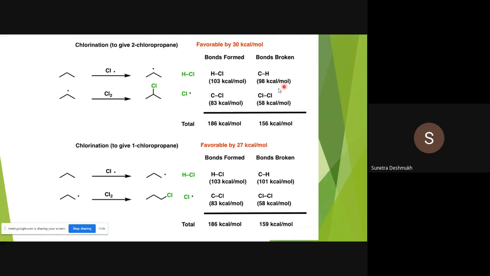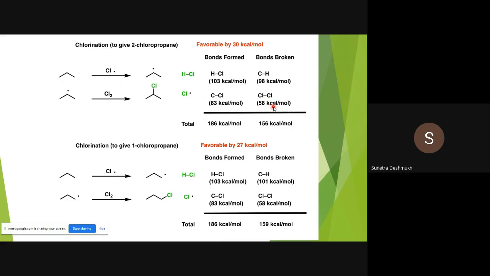Okay, for chlorination. Next, to form the radical, that means to form a sigma bond between the chlorine radical and the n-propane radical, the formation of the CCl bond needs 83 kilocalorie per mole, and to break the Cl-Cl bond is 58 kilocalorie per mole. So see, the energy calculation shows why we get chlorine as a radical very quickly: this chlorine bond is very weak and we can cleave it very easily, because it needs less energy, 58 kilocalorie per mole.